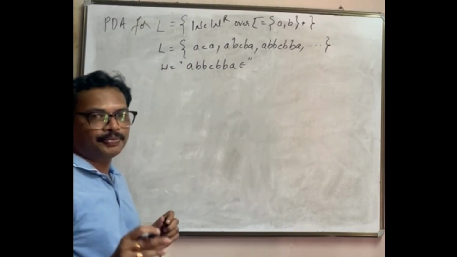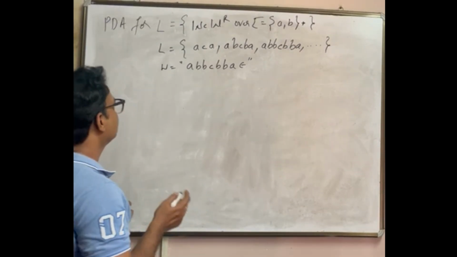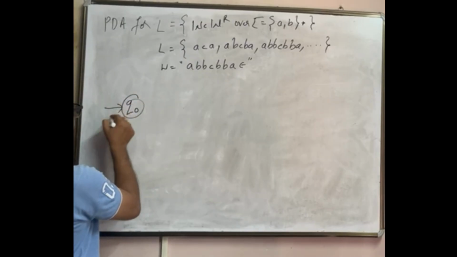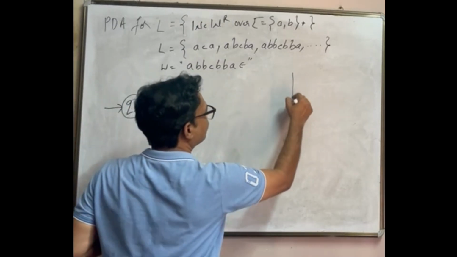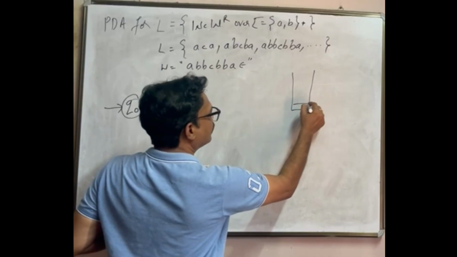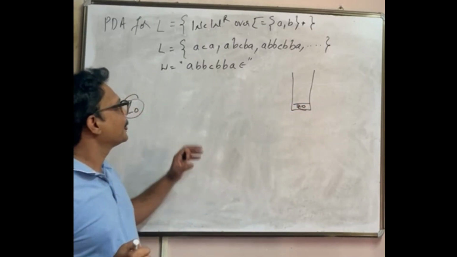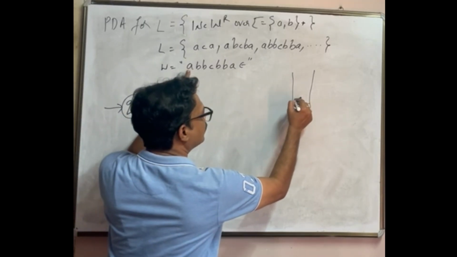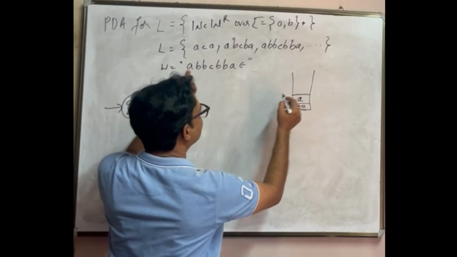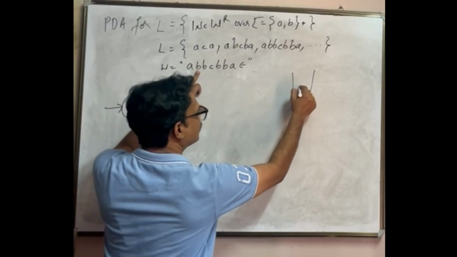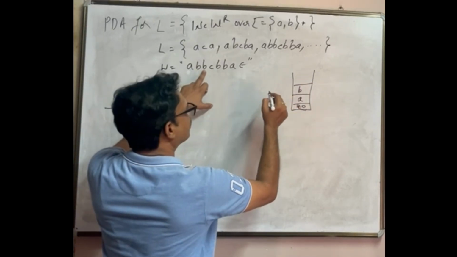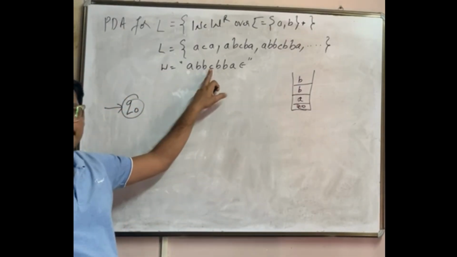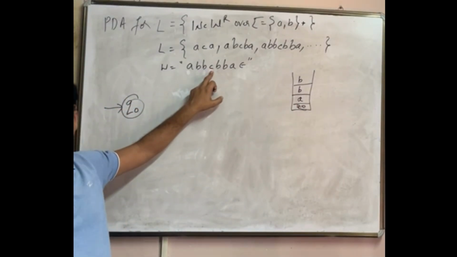Now, as we know, the PDA starts with the initial state Q0, which can be mentioned like this. In the stack, there will be Z0 here. First it reads the first symbol, A, and pushes it onto the stack. Then it reads the second symbol, which also is pushed onto the stack. Third symbol, pushed onto the stack. When it reads C, it changes the state and it doesn't do anything with the C.